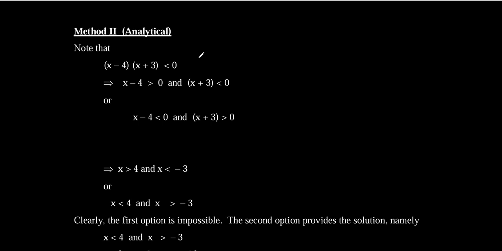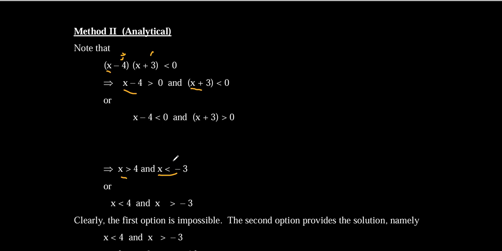Now you have two expressions multiplying, x minus 4 and x plus 3, less than 0. Two numbers multiplying will only give you less than 0 if one of them is negative, right? So you can say, okay, then let x minus 4 be greater than 0, and let x plus 3 be less than 0. Which means you are choosing a value for x which makes this one positive, and a value for x which makes this one negative, right? Now, you get an x which is greater than 4, but that same x is also less than minus 3. Now, this is impossible, right?